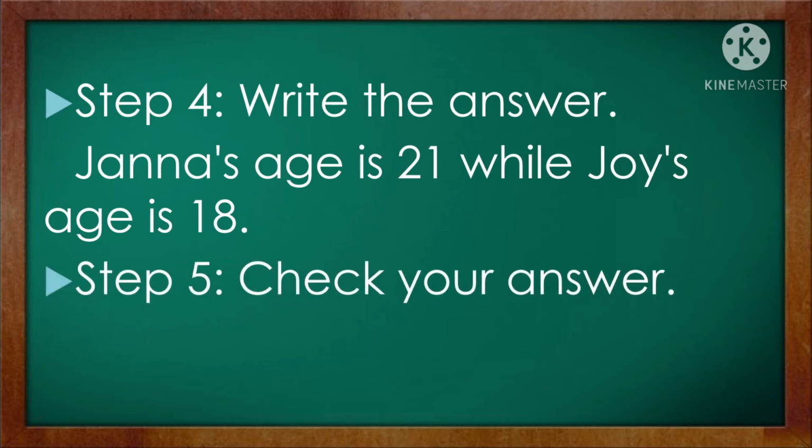Step 5. Check your answer. Based on the problem, it states that the sum of Jana's age and Joy's age must be equal to 39. Let us check. Jana's age, 21, plus Joy's age, 18, is equal to 39. Therefore, our answer is correct.